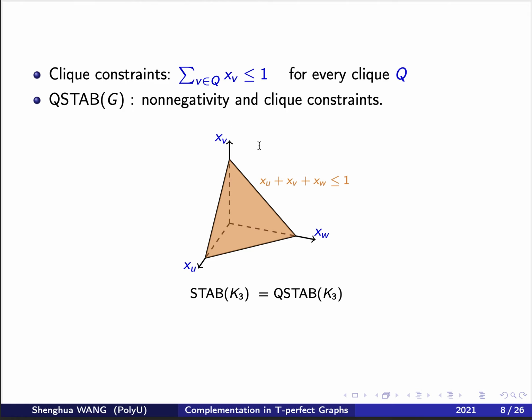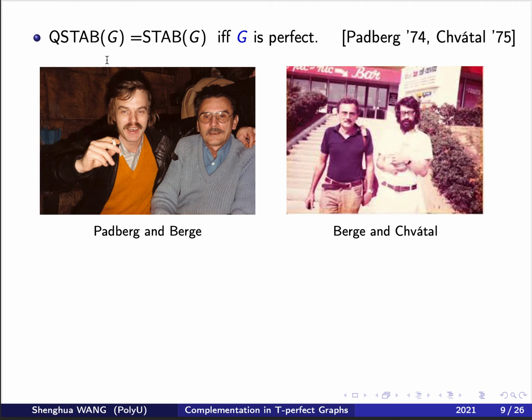Padberg and Chvátal independently showed that a graph is perfect if and only if its stable set polytope coincides with the clique stable set polytope. Therefore, we could find the defining linear system of the stable set polytope of a perfect graph. This gives a characterization of perfect graphs from the polyhedral point of view, and we could find the independence number for a perfect graph by using linear programming.